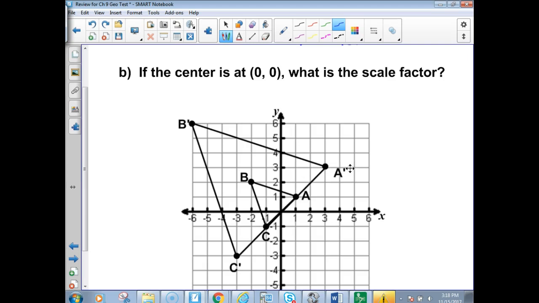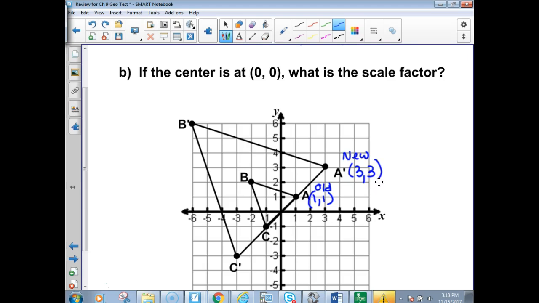So which one's the new figure? The one with the little slashes on it, the prime notation. So let's see where that is. It's at 3, 3. The original point, now that's your new point, and your old point was at 1, 1. Okay, so he figured out, and he is correct, that the scale factor is 3.